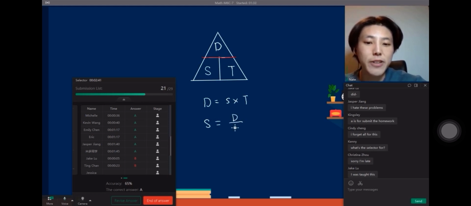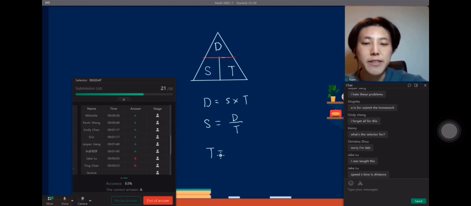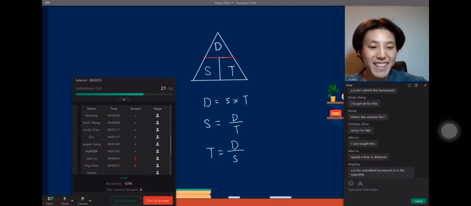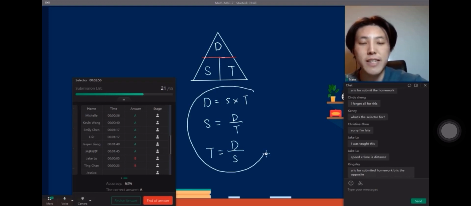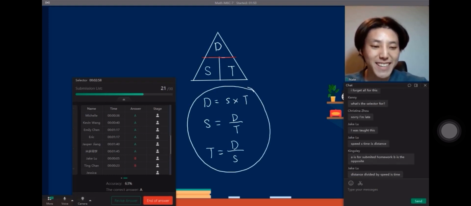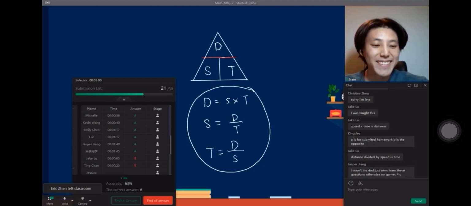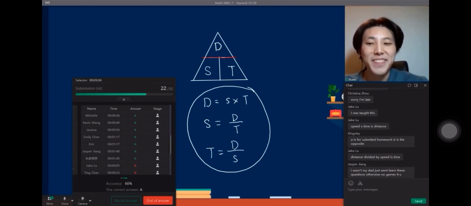And if I want to find time, it's going to act very similar to speed. Time will equal distance, the horizontal line, over speed. Yep, these are the only three things that you have to remember for this lesson. As long as you remember this relationship, you will never get it wrong.